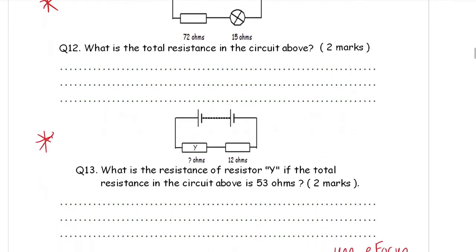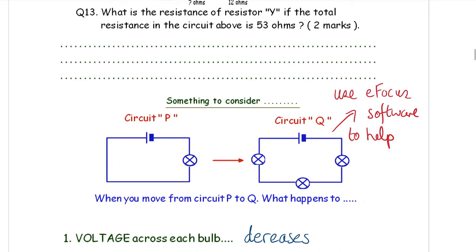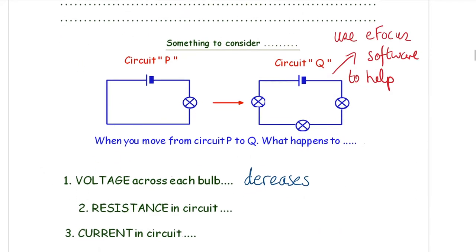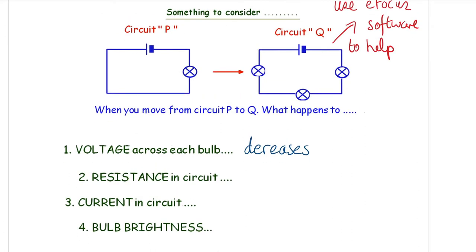Question 12 and 13 you can do. I'm sure you'll have no problem with that. At the bottom of the page, all you need to do is put in four words, 1, 2, 3, 4, and you have to choose between whether you think there's an increase, a decrease, or stays the same.